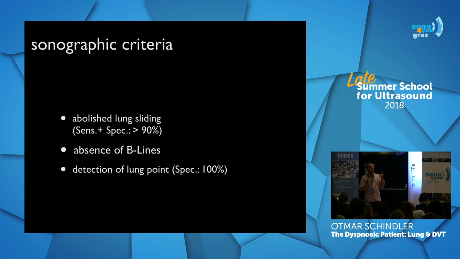How do you see a pneumothorax? The first thing is you don't see the lung sliding anymore. Lung sliding is the visceral pleura moving against the thoracic wall. If you don't see the lung sliding anymore, there's something going on. The second thing is, as soon as you see a B line, there cannot be a pneumothorax there. Why? Because the B lines arise from the visceral pleura, and if the visceral pleura is there, there's no pneumothorax. And the third thing that sometimes you can see is the lung point. If you see the lung point, and we will see that in detail, then you can say with 100% specificity there is pneumothorax.